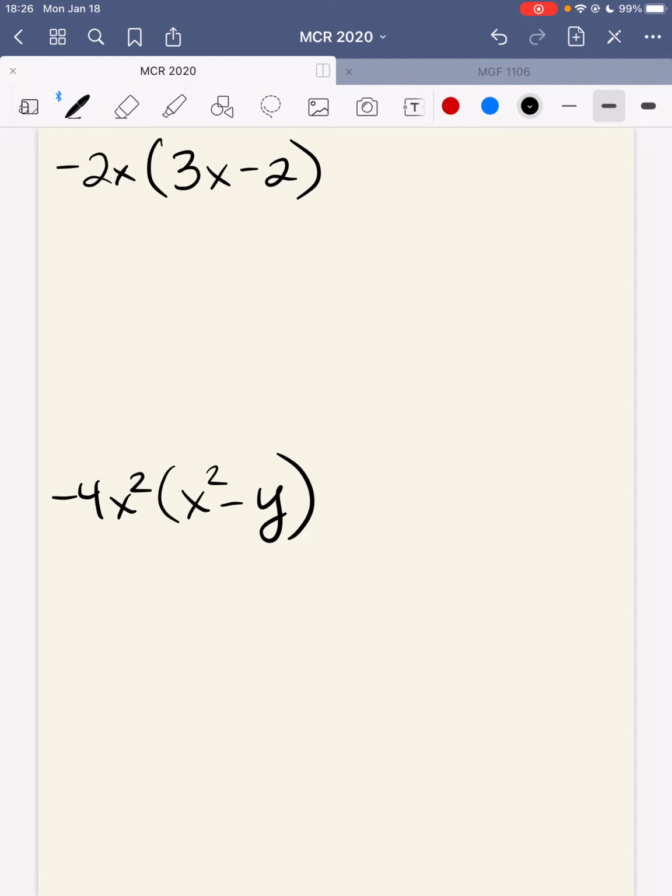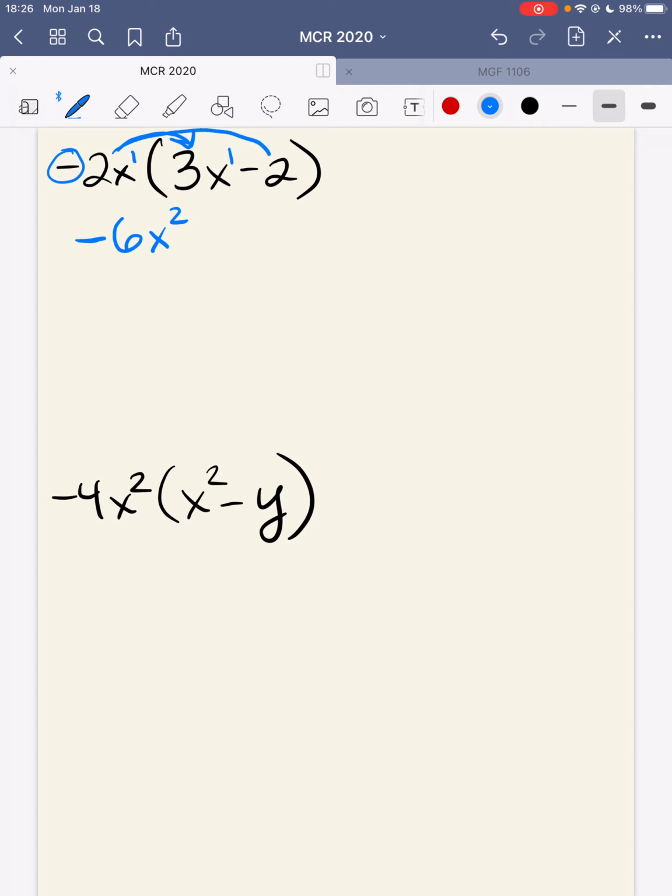On this one, we have a negative on the outside. So this is going to change all my signs on the inside when I distribute it. So a negative times a positive is going to give me a negative. So pay attention to your signs first as you're doing it. 2 times 3 is 6. X to the first and x to the first. X to the 1 plus 1 is x squared.